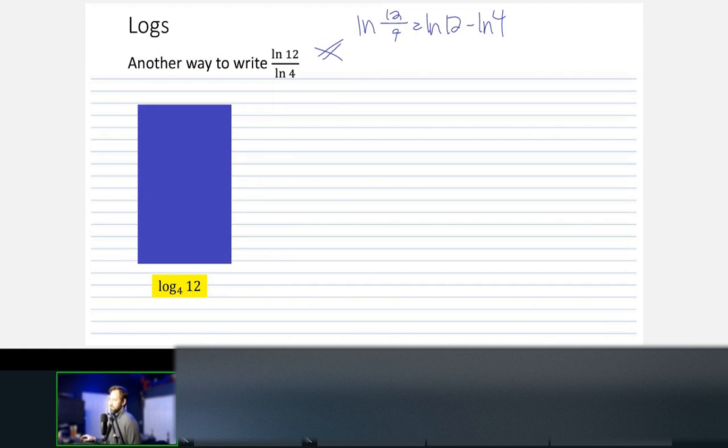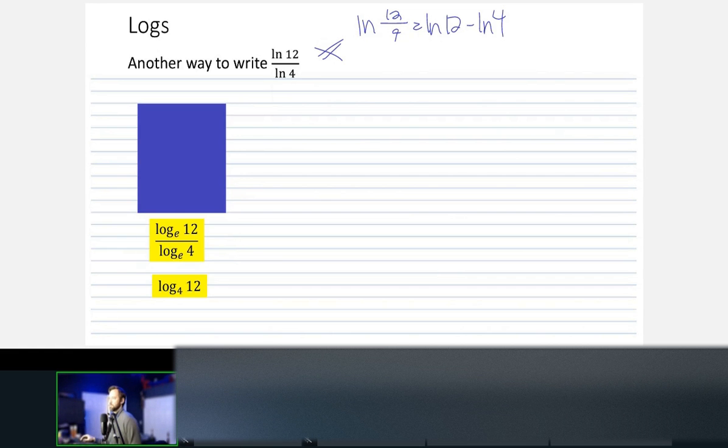Natural log doesn't have a base. So no, natural log base 4 doesn't exist. Remember, natural log is just log base e. That leads to my other way of writing it. Natural log is log base e, so I could rewrite it like that. What's another way?